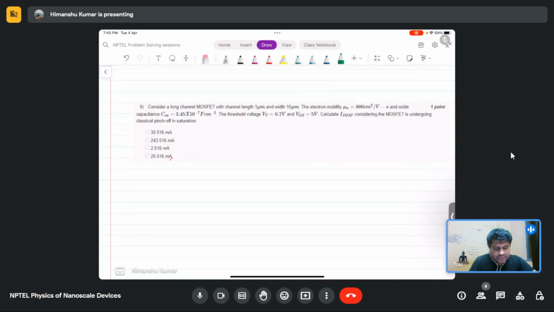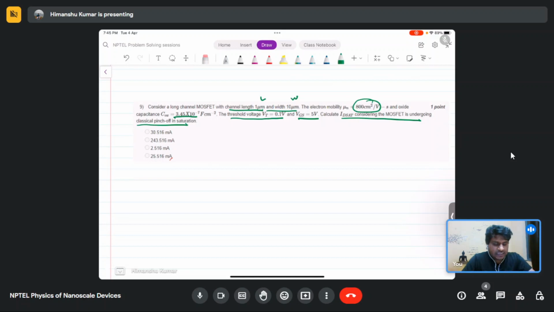Consider a long channel with length 1 micron and width 10 micron. Electron mobility is given as 800 centimeter square per volt second, and oxide capacitance is 3.45 × 10^-7. The threshold voltage is 0.7 and VGS is 5 volts. Calculate the ID sat in the MOSFET undergoing classical pinch off in saturation.